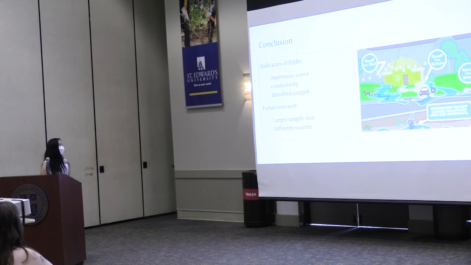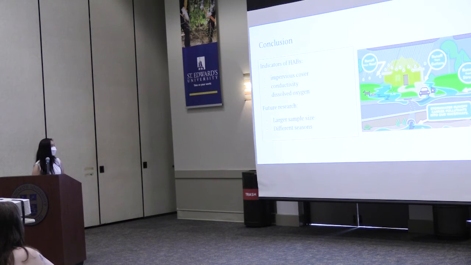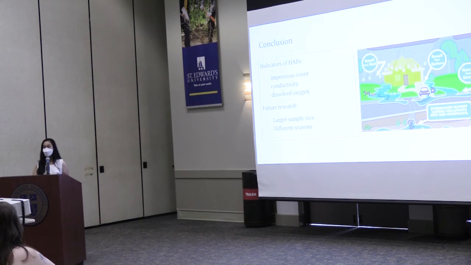In conclusion, I found that impervious cover, conductivity, and dissolved oxygen may be useful indicators of harmful algae blooms and the presence of toxins. And for future research, it would be interesting to see if these patterns hold true for a much larger sample besides Austin, Texas. Harmful algae blooms not only affect Austin, but also worldwide. As well as looking at different seasons, I measured this during the February and March months, but it's known that harmful algae blooms are more active during the summer season, so it'll be interesting to look into that.